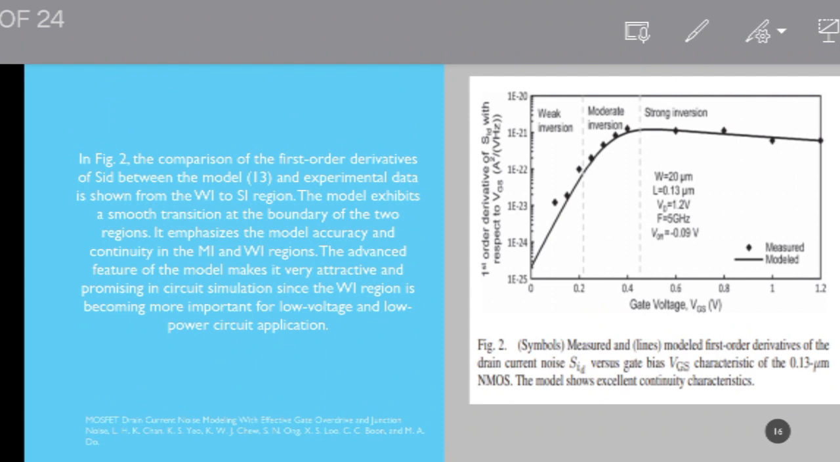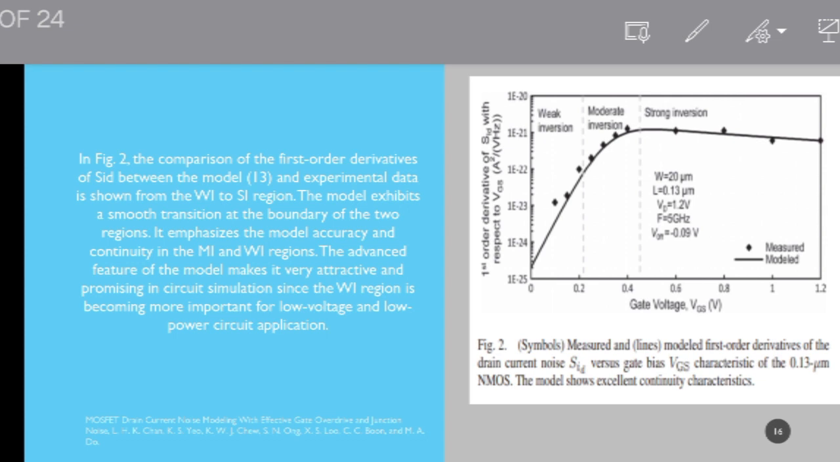In this figure, the graph has been plotted for the first order derivative of the drain current noise versus the gate bias voltage characteristic of 0.13 micrometer NMOS. This graph shows the comparison of the first order derivatives of drain current noise between the model and experimental data, shown from the weak inversion to strong inversion region. This model exhibits a smooth transition at the boundary of the regions, and it emphasizes the model accuracy and continuity in the MI and WI regions.